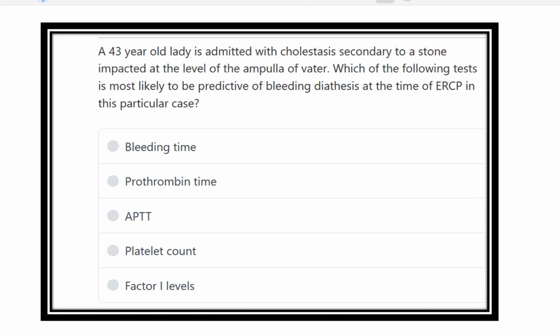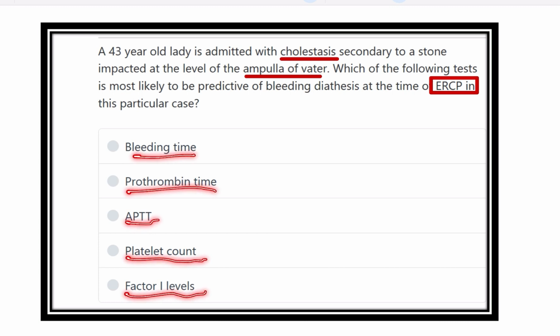A 43-year-old lady is admitted with cholestasis secondary to a stone impacted at the level of the ampulla of Vater. Which of the following tests is most likely to be predictive of bleeding diathesis at the time of the ERCP in this particular case? That means a patient suffering from cholestasis due to a stone impacted in the ampulla of Vater. So what test should we do before the ERCP operation? Here are the options: bleeding time, prothrombin time, APTT, platelet count, and factor 1 level.